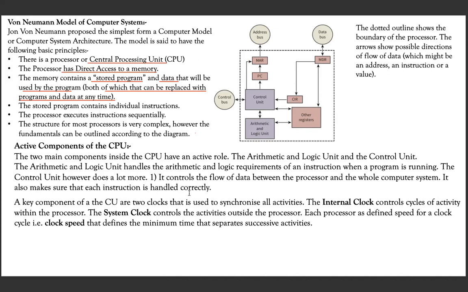Basically, the clock speed is the unit of work that each processor is capable of handling. It defines the minimum time that separates two successive activities. Different processors are capable of handling different activities per second, and that is their respective clock speed, and that is their unit of work. And this is basically how we measure how fast a processor is capable of working. So a 1.3 gigahertz processor would mean that that processor is capable of handling 1.3 billion cycles per second, which is pretty fast. So anyway, these activities are handled by the control unit.